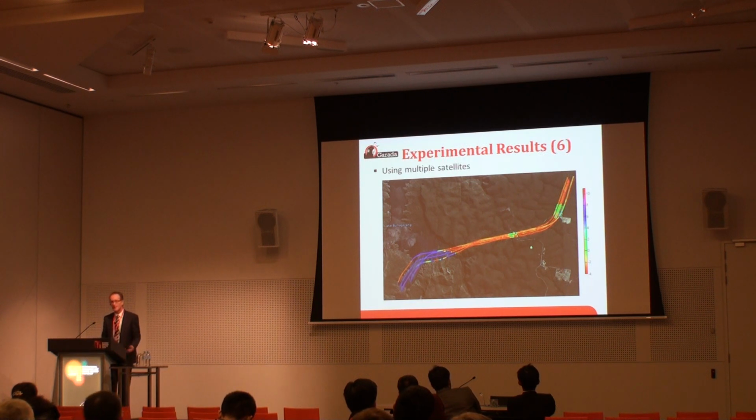Now, this is the same flight, but looking at all the different satellites. So, when you're flying your GPS receiver, you could actually get up to 12 satellites at a time.